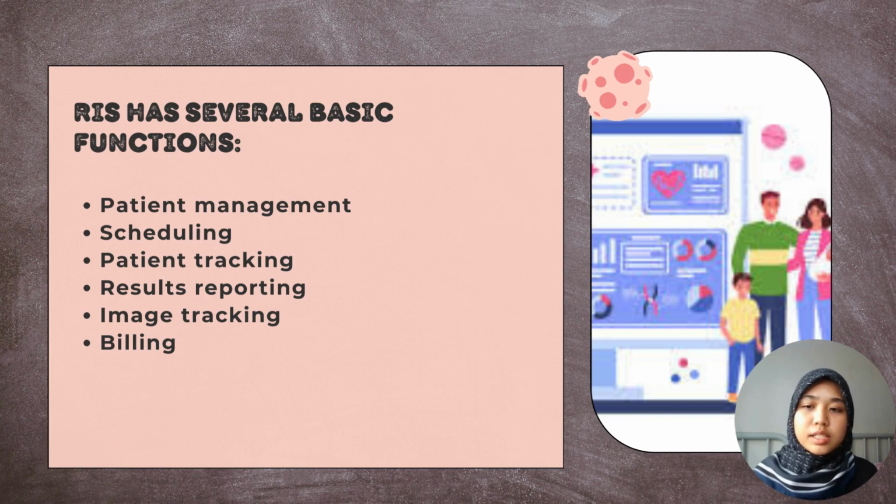Secondly is scheduling. Staff members can schedule appointments for both inpatients and outpatients using the RIS. Thirdly is patient tracking. By using a RIS system, healthcare professionals may monitor a patient's whole radiological history from the time of admission until their discharge and sync it with appointments from the past, present, and future. Fourthly is results reporting. A RIS is capable of producing statistical reports for a specific procedure, a group of patients, or a single patient. Number five is image tracking.